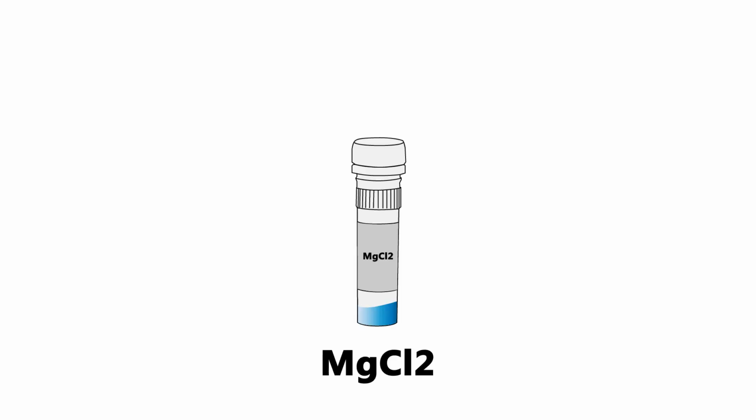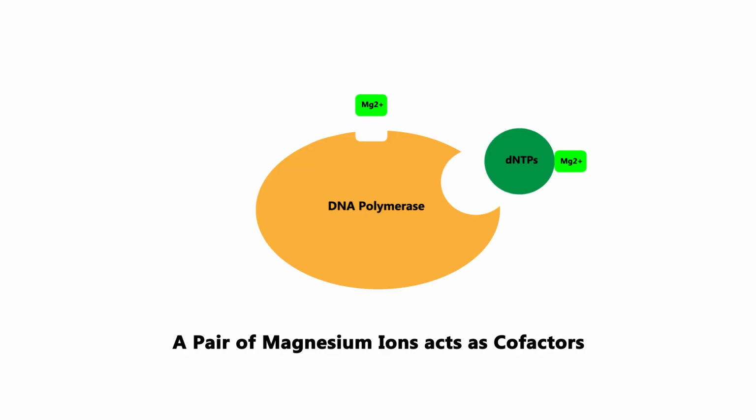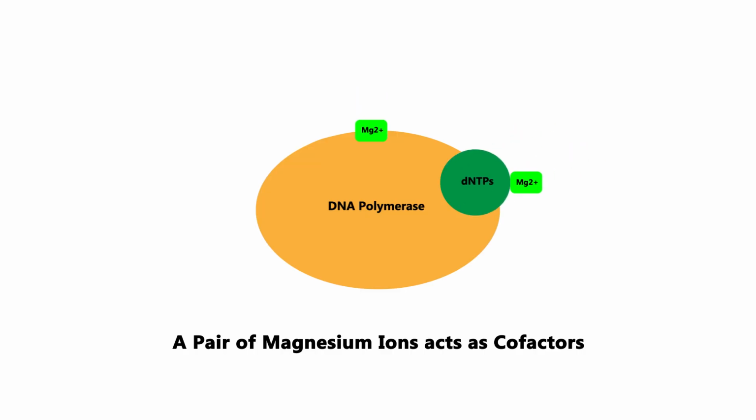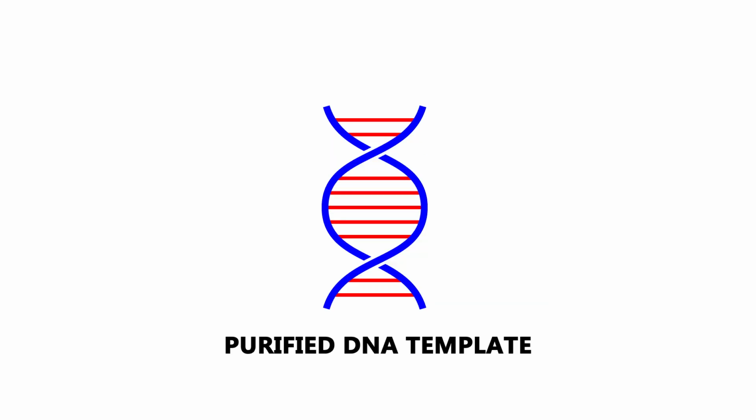Fifth, we have magnesium chloride. Even if magnesium chloride is present in the buffer, additional magnesium chloride is added to optimize polymerase activity. A pair of magnesium ions acts as a cofactor for the DNA polymerase by enabling incorporation of dNTPs during polymerization. Lastly, we have our purified DNA template, which is often added last.